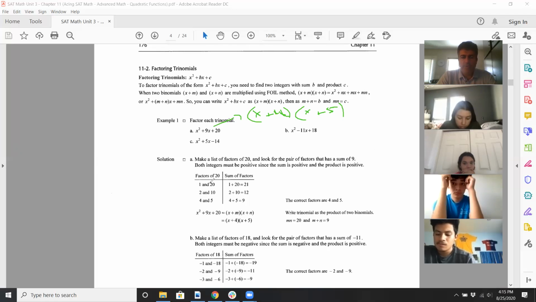Of those 3, one of those 3 should work. If none of those 3 work, then it's not factorable. Like if you look at B, they kind of go through all the possibilities, and of course we're going to go with the middle one, -2 and -9. If you look at C, you try to find two numbers that multiply to -14 and add up to 5, that'd be 7 and -2. So you got that one right there.